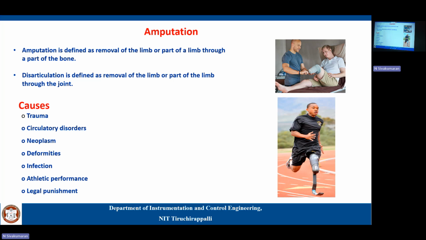Amputation is the removal of a limb, or part of a limb, through a part of the bone. It could be due to several reasons, mostly trauma, where the injury happens due to some accident.